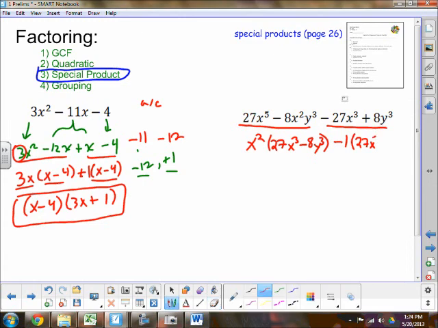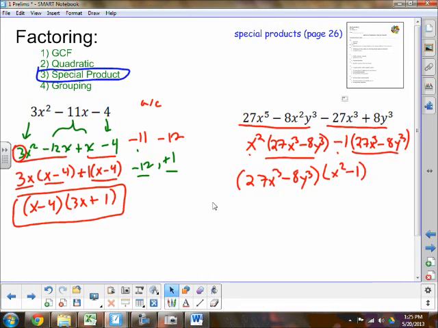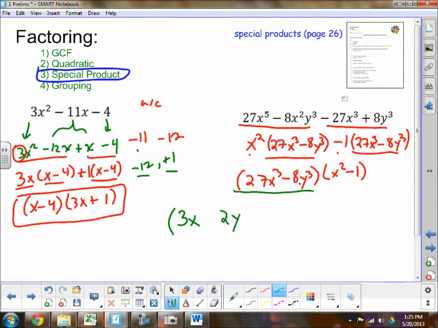I'm left with 27x cubed minus 8y cubed. I can now factor that out from each group. So I'm left with 27x cubed minus 8y cubed times x squared minus 1. My first term is a difference of two cubes, so I'm going to use that difference of two cubes formula. The cube root of my first term is 3x. The cube root of my second term is 2y.